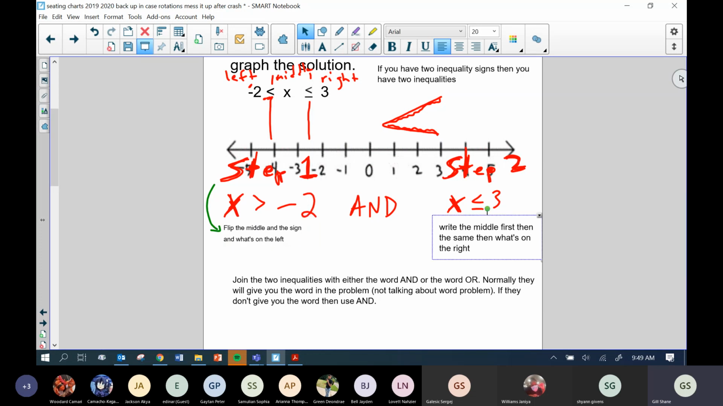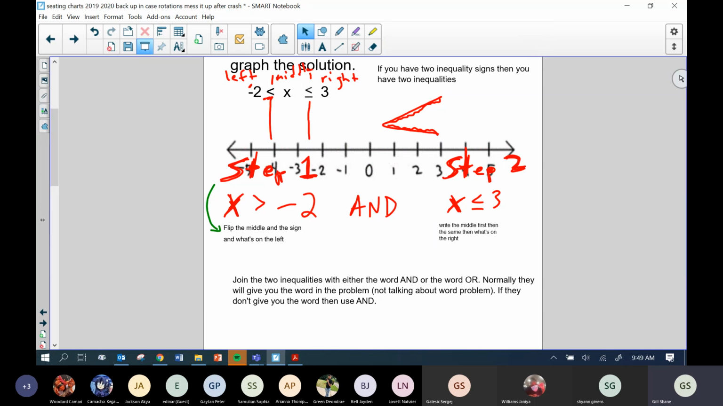There. That's about as good as I can do, apparently. Hopefully you can still see this stuff. So now I'm going to type in, so this is step 3 here.